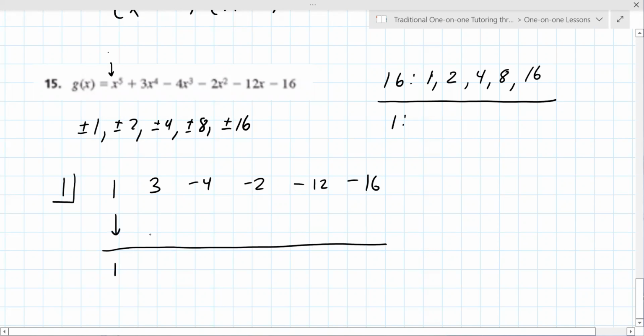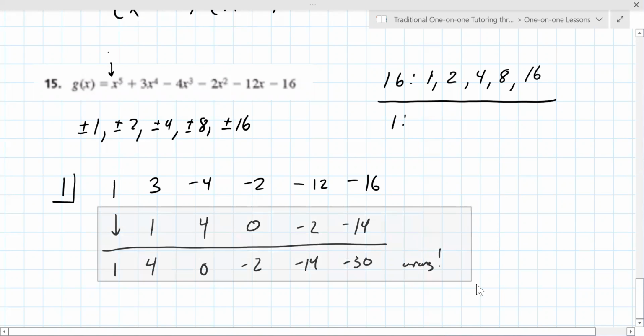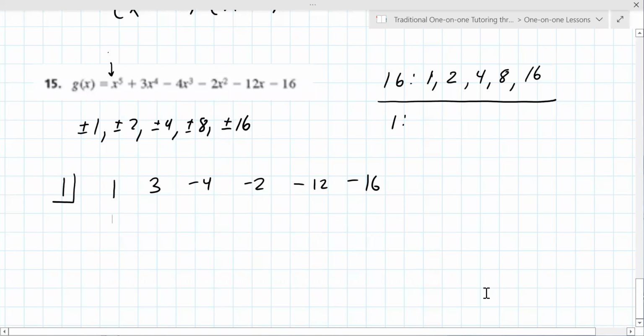So you bring the 1 down, multiply, add 0, 0, -2, -2, -14, -14, and you get -30. So you know this is wrong. So what do you do from here? Well, for me, all I've got to do is just clear this out. But for you, you've got to erase. You're basically starting over, and here's the thing: you also have to keep track of what you checked. You have to say, I checked 1 and it didn't work. So that's where it's frustrating.